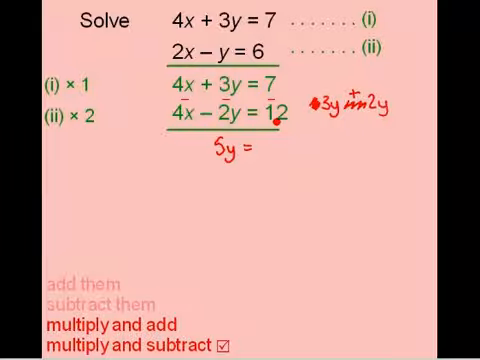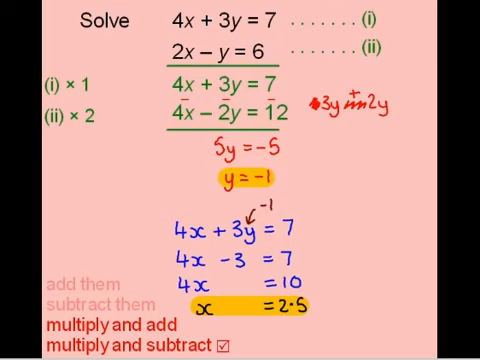7 take away 12 is minus 5. Dividing by 5 gives me that y equals minus 1. Now I can substitute this into either of these two equations to find the value for x. Obviously, because it's the same question, I get the same answers as before. x equals 2.5 and y equals minus 1.